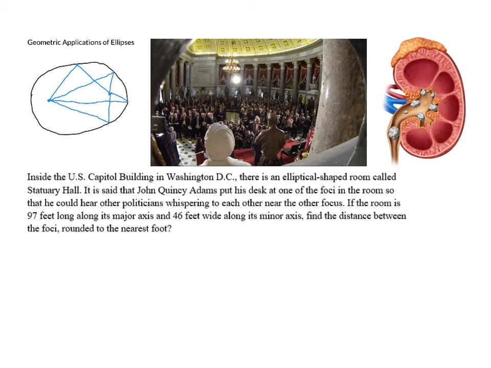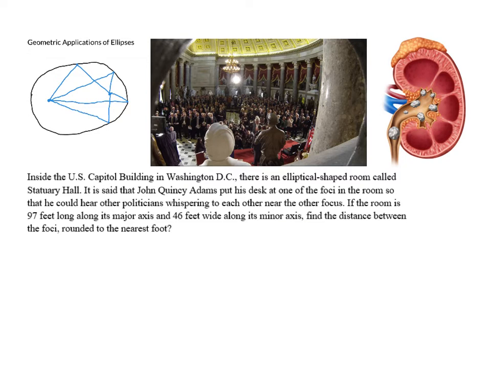Inside the U.S. Capitol building in Washington, D.C., there's an elliptical shaped room called Statuary Hall. It is said that John Quincy Adams put his desk at one of the foci in the room so that he could hear other politicians whispering to each other near the other focus. If the room is 97 feet long along its major axis and 45 feet wide along its minor axis, find the distance between the foci rounded to the nearest foot.